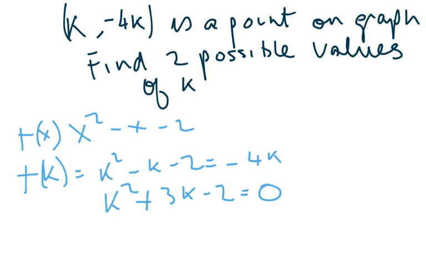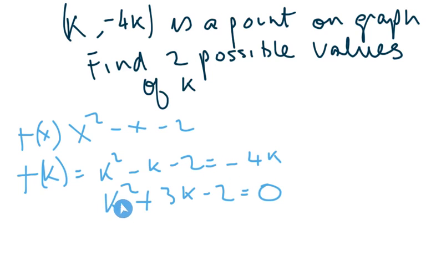Okay. Now, in the last part of the question, we worked out that our function was x squared minus x minus 2. In this follow-on, we're told that the point (k, minus 4k) is a point on this graph. Find two possible values for k. So, if this is our function f of x, we just put in k as our input, and our output is minus 4k. So we're going to get k squared minus k minus 2. And what's that equal to? Well, it's equal to minus 4k.